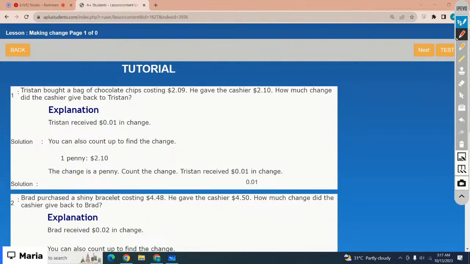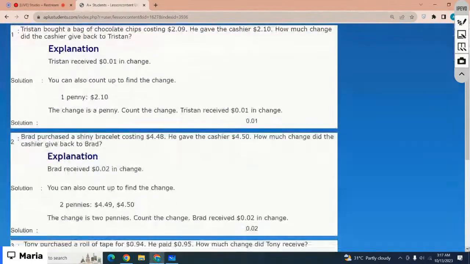The second example is Brad purchased a shiny bracelet costing $4.48. He gave the cashier $4.50. How much change did the cashier give back to Brad? So just subtract them. When you subtract 4.48 from 4.50, the answer is 0.02, right? 0.02 means he has to give two pennies. That means the shopkeeper gave back Brad 2 pennies, right? You need to subtract them and also you need to see which coins the shopkeeper gave back.